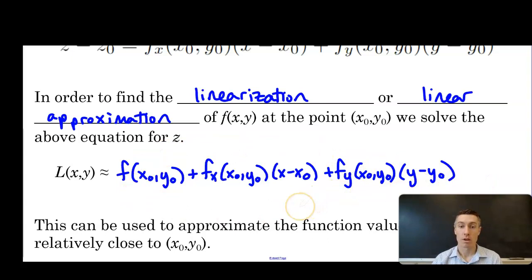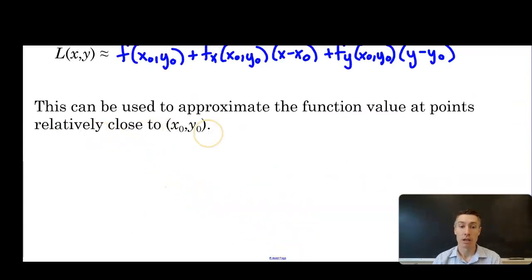Right? But for right now, we're just going to focus on the linear approximation. And this can be used to approximate the function values at points relatively close to the given point. Right? So really what this is saying is the function value is going to be pretty close to the linearization at points near the given point. Now, what does near mean? Really, that means like we draw a small disk of a certain radius. What is that radius? Well, it depends. But the closer we can get to the given point, the more accurate our approximation is going to be.